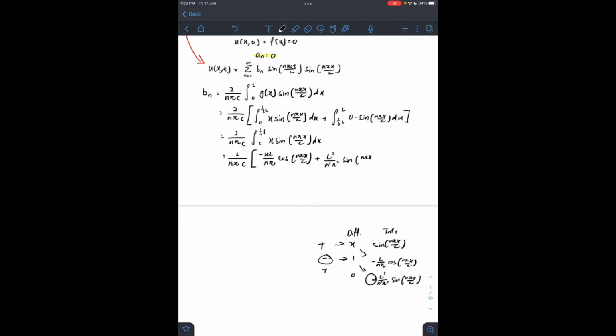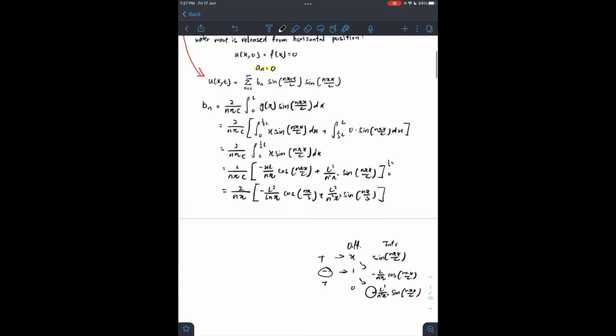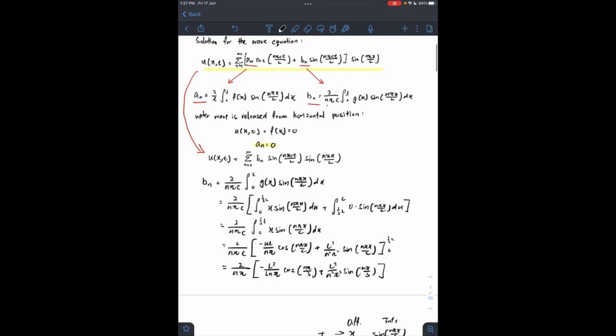So very simple. And the next thing we need to do is substitute the values into it. After we substitute the 1 over 3 L into it, it will become L squared over 3n pi cos n pi over 3 plus L squared over n squared pi squared sine n pi over 3. So until this step, we have successfully found the bn. Okay, we have completed the bn.